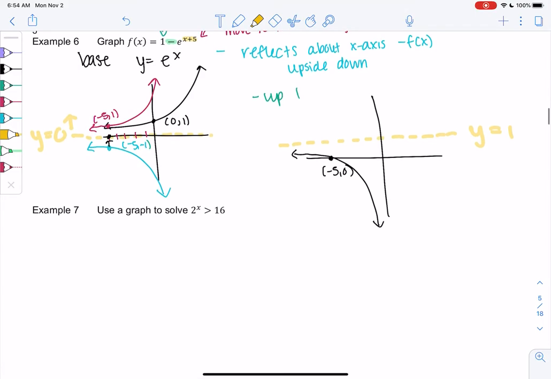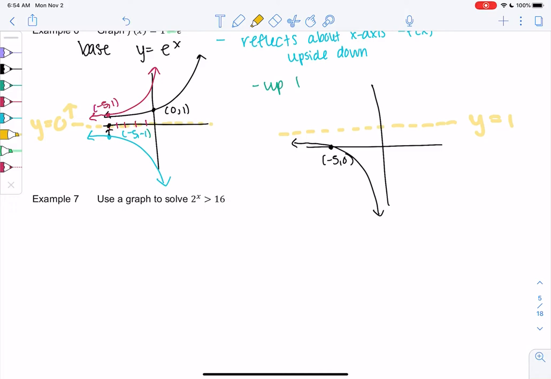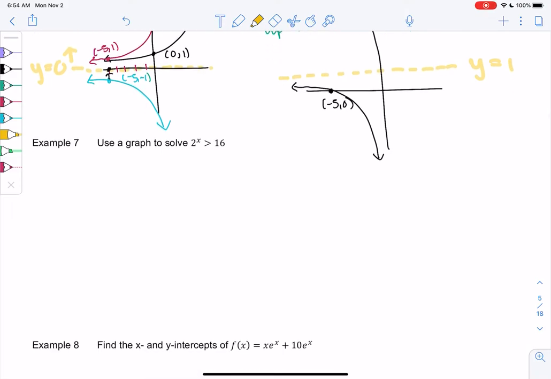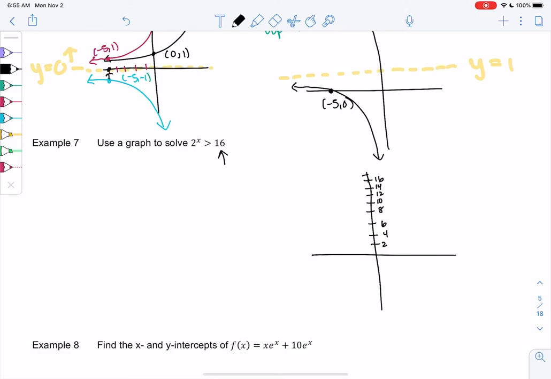So let's check out example 7. We're going to use graphing to solve. So let's make a quick table for y equals 2 to the x so that we can figure out where 16 is. We're trying to figure out when is 2 to the x bigger than 16? So let's make a graph. Let's make sure we have room for 16 because it looks like 16 is important. Maybe we'll just go by 2s: 2, 4, 6, 8, 10, 12, 14, 16. Yeah, 16. And then we can go by 1s for the x's, because the x's don't need to be as big. All right, so 2 to the x.